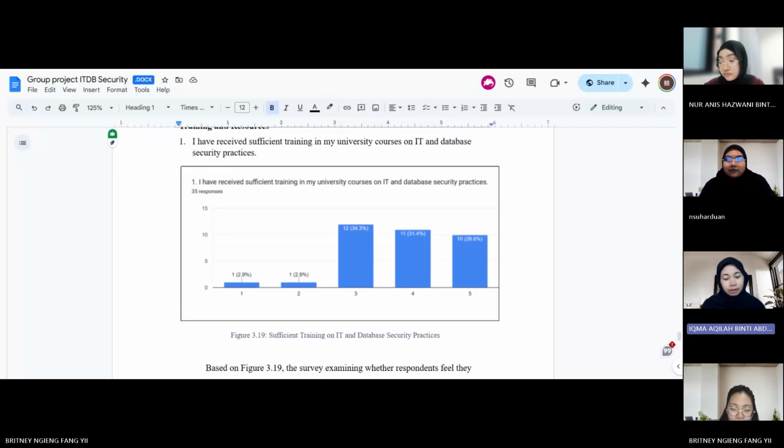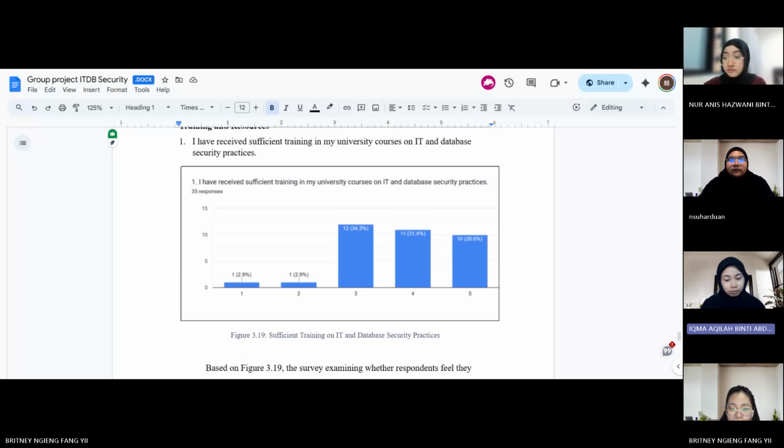However, a significant portion of the cohort, 34.3%, chose the neutral option, suggesting that while they have received training, they may lack the confidence to implement these practices in real-world scenarios. In contrast, only a small minority felt the training was insufficient, with 2.9% disagreeing and 2.9% strongly disagreeing.